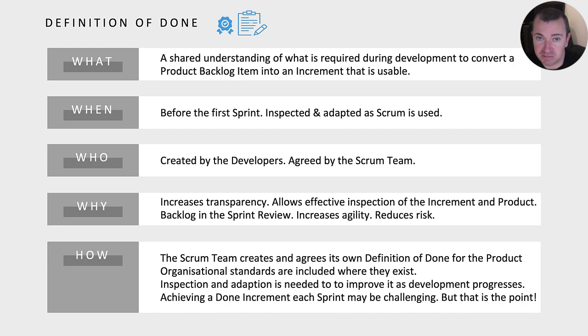Done is binary. An increment must be done. Almost done, or 95% done, is the same as not done. This is in the interests of transparency around the current state of the product. Reporting on partially done work creates confusion and risks creating false assumptions around the state of the work. Work that is not done is not inspected at the sprint review or released.